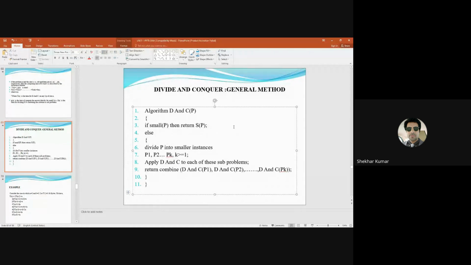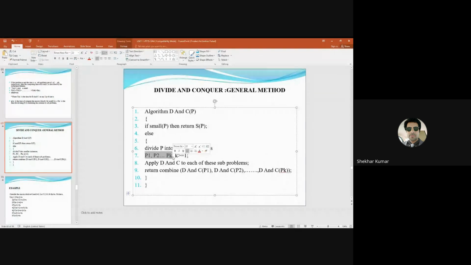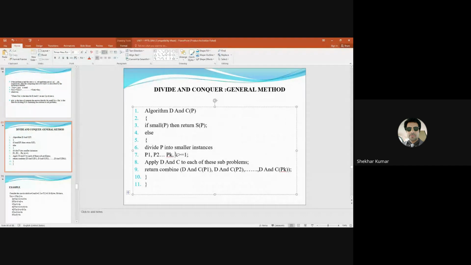Now, the general method of divide and conquer. If you have to write a divide and conquer algorithm, then if the problem is small, we find the solution for the small problem directly. Otherwise, I will again divide that problem into smaller problems P1, P2, Pk until it becomes minimal. It means after division, the problem cannot be further divided because it takes constant time. K is greater than or equal to 1 minimum. After this, we cannot divide the problem into further subproblems.